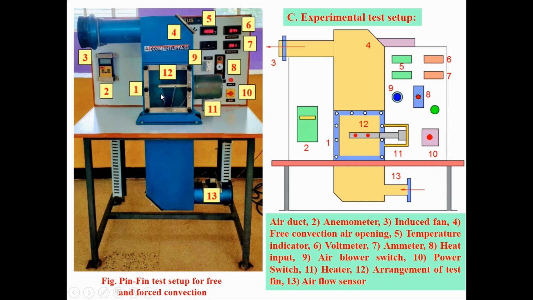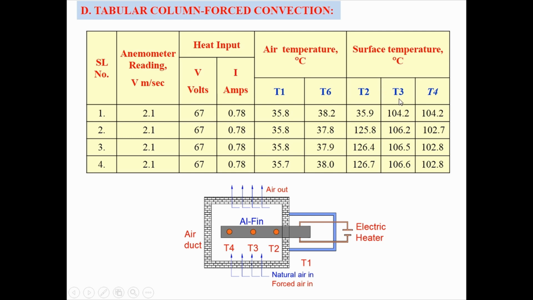You have to take 3 temperatures from the aluminium metal pin here. So that is T2, T3, T4. You can see here, this is the electrical heater, because that aluminium fin is connected at one end to the electrical heater, and another end is exposed to the atmospheric air here.